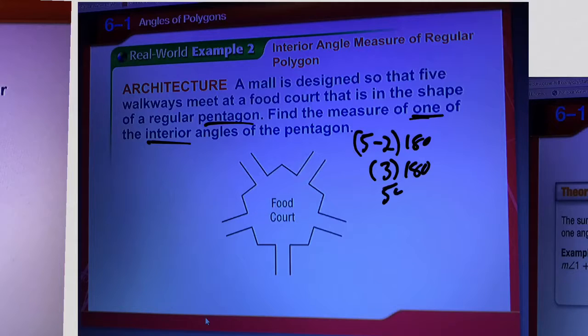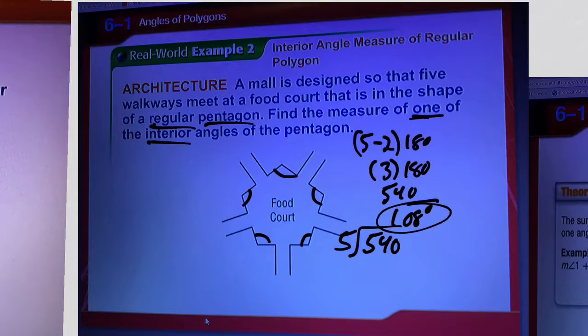And I get 540. What's important here is it says it's a regular pentagon, which tells me that all the sides and all the angles are the same measure. So since I know all 5 angles add up to be 540, I'm going to go ahead and divide that by 5. And that tells me each of these angles is 108 degrees.